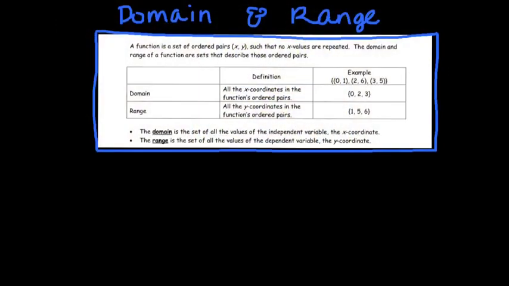I'm Miss Ulrich, and in this video I'm going to teach you about domain and range on a set of ordered pairs. So domain and range is a way to describe a function set and the ordered pairs in the function. Now remember, a function is a set of ordered pairs, x and y, such that no x values are repeated.